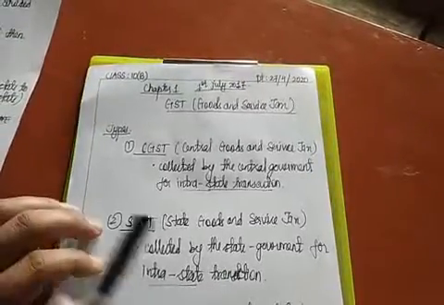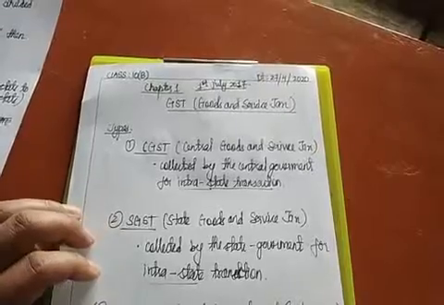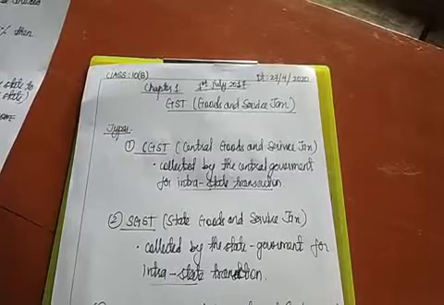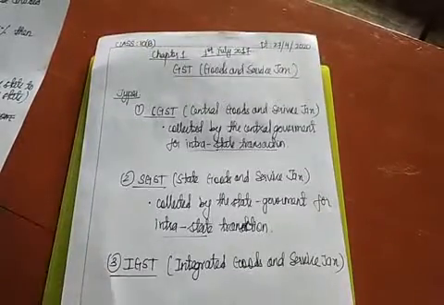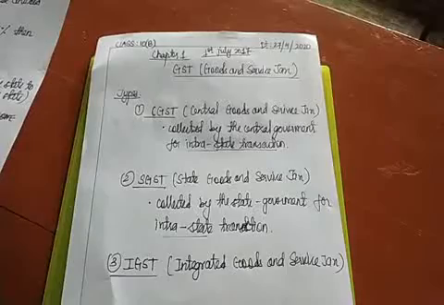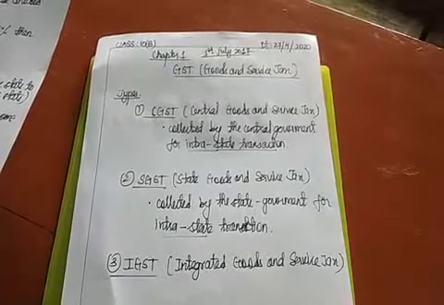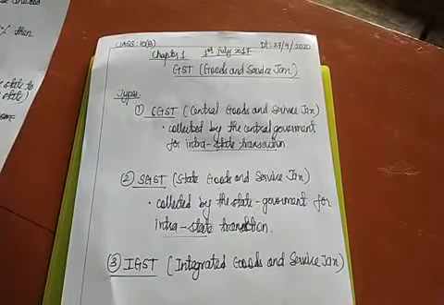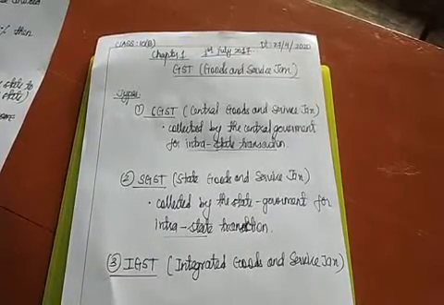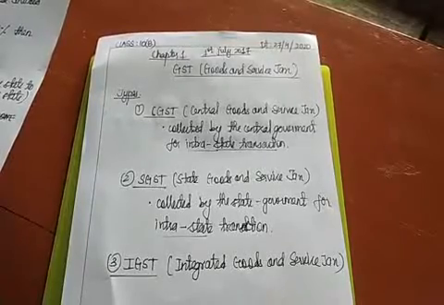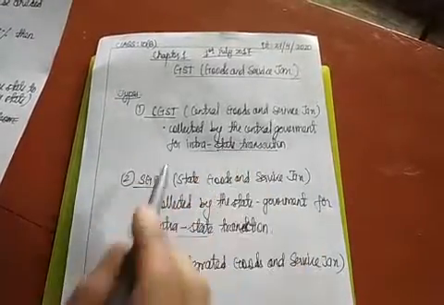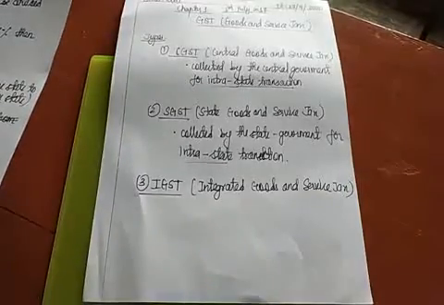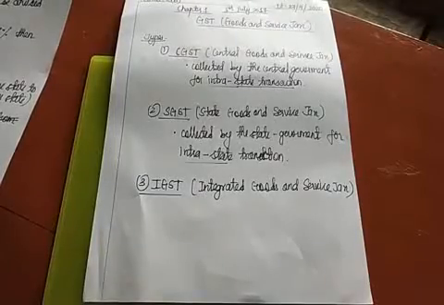In CGST, the tax is collected by the central government. In SGST, the tax is collected by the state government. Simple as that. CGST, Central Goods and Service Tax, is collected by the central government, and SGST, State Goods and Service Tax, is collected by the state government for intrastate transactions. This is a new term for us, intrastate transaction; I'm coming to it later in this video. And the third one is IGST, Integrated Goods and Service Tax.